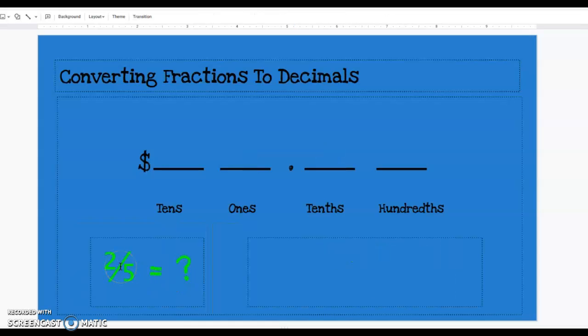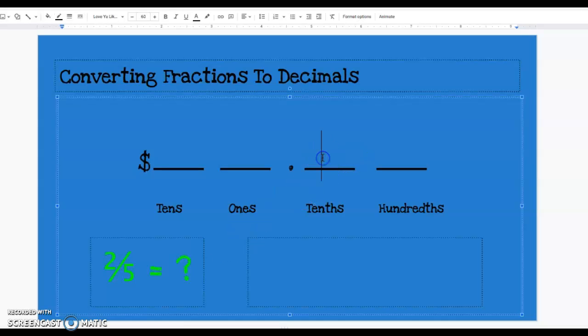Let's take a look at this problem. I have 2/5. When representing 2/5 as a decimal, I can't just throw up a 2 or a 5 because tenths and hundredths mean I have 10 in the denominator or 100 in the denominator. And I don't have either of those.